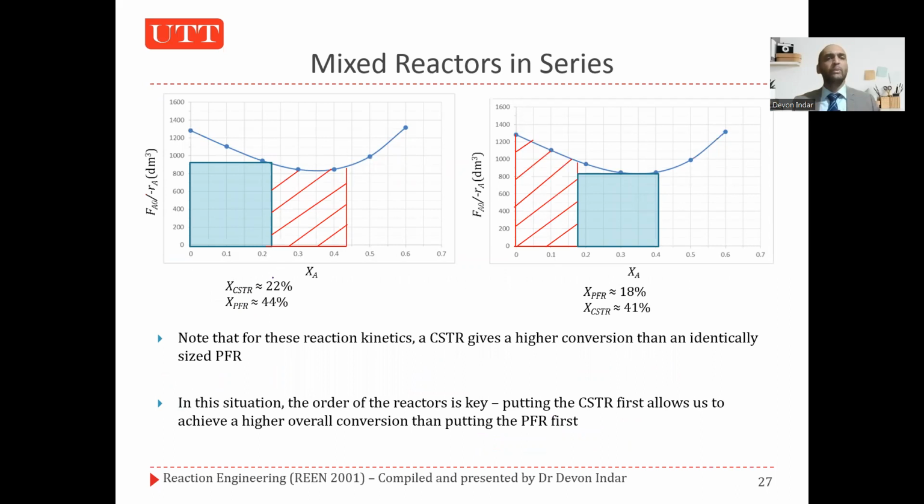And look at what happens if we put the CSTR first compared to the plug flow reactor first. If we put the CSTR first, we actually get to a conversion of about 22%, whereas if you put the plug flow reactor first, you only get 18%. And you can see that right on the Levenspiel plot. This area here represents, if you would use a plug flow reactor, you would have to calculate for that area. But because of the shape of this Levenspiel plot, the CSTR actually gets you further for the same volume.